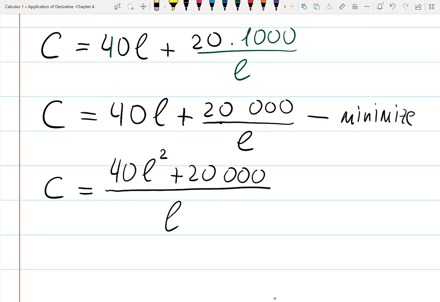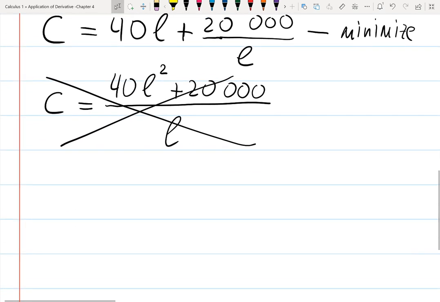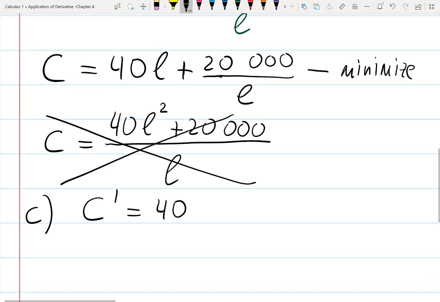I wanted to say it later, not right now. Let me do it this way. Don't do that. Actually, you can, but you will see it will be much longer if you do quotient rule. Now C. Let's differentiate C. It will give you 40, derivative of 40L, that's 40, minus 20 thousandths over L squared.